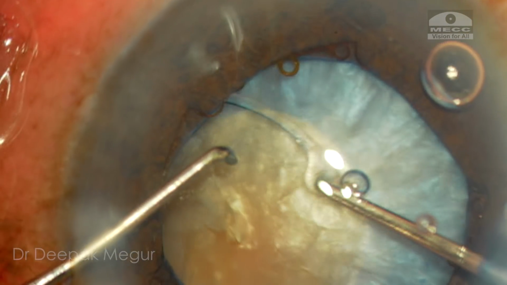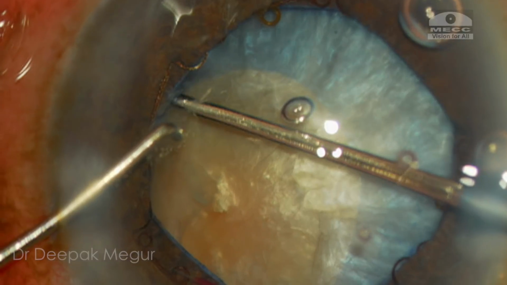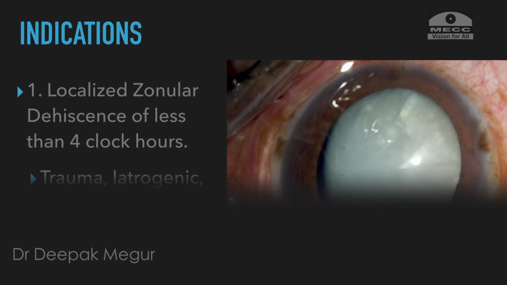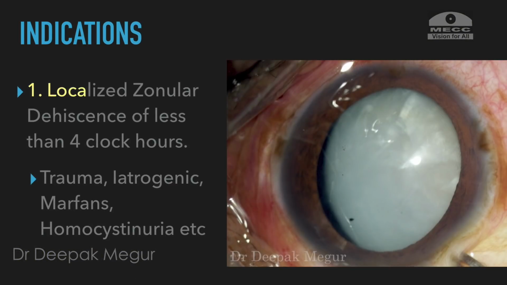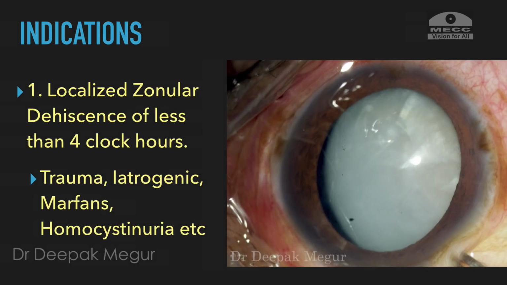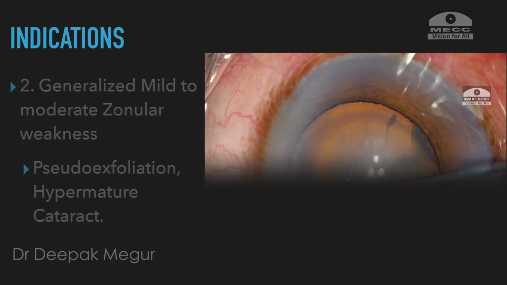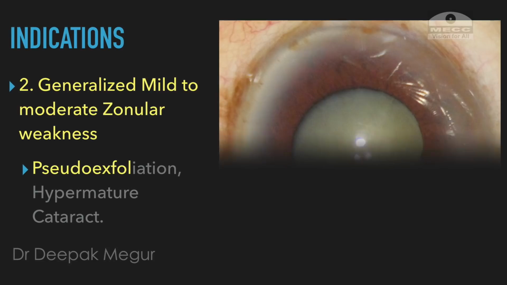So when do we use the CTR? The two most common indications would be in eyes with localized zonular dehiscence of less than 4 clock hours, and second, generalized mild to moderate zonular weakness.